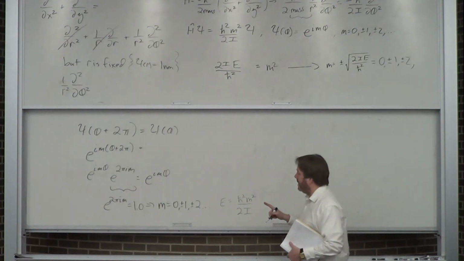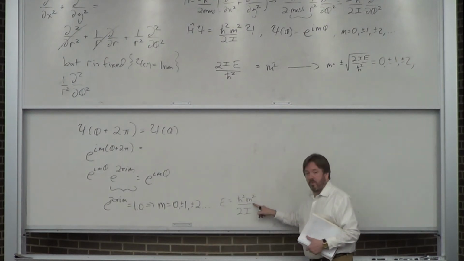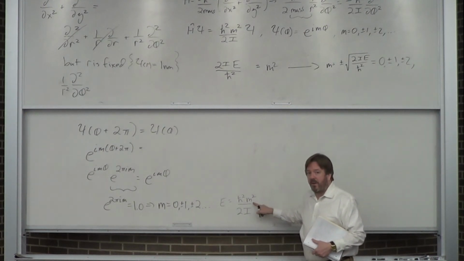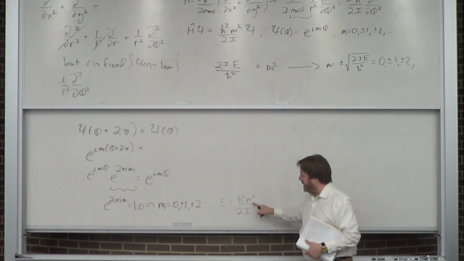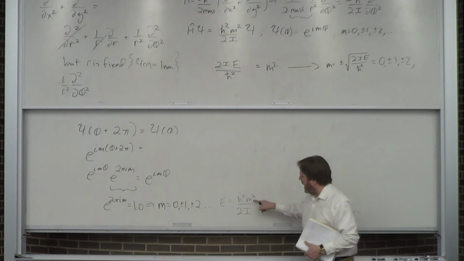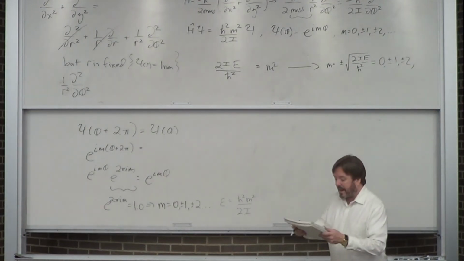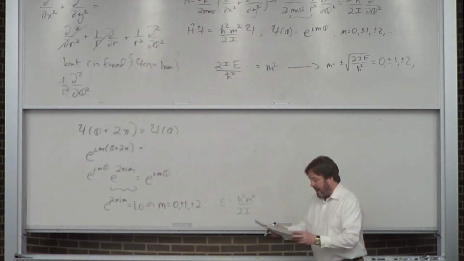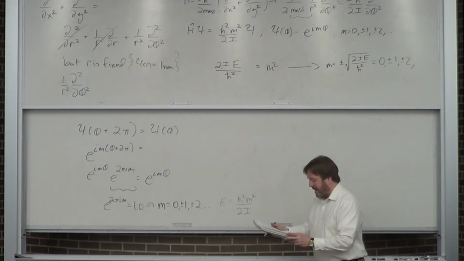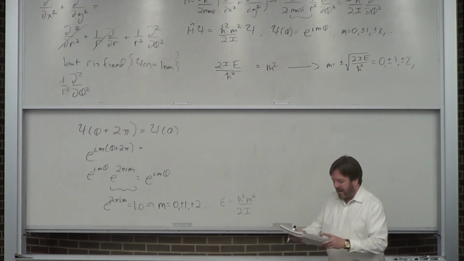But because this guy ends up being our quantum number, as usual, the quantum numbers always seem to show up in the energy. Now remember that energy is h bar squared m squared over 2I. And now I can see that energy can't just take any value. It's h bar squared over 2I, and m is going to be 0, 1, 2, or 3. So there are discrete energy levels. Okay, so that's how you do that, and maybe I could put something like that on the exam.